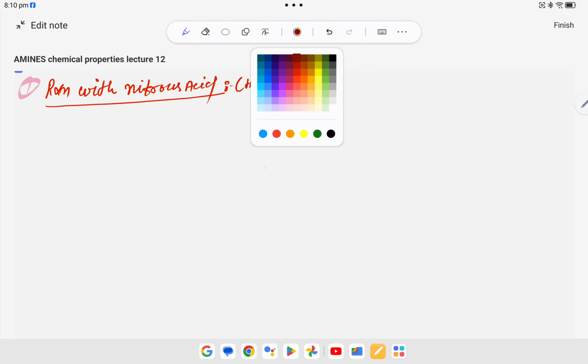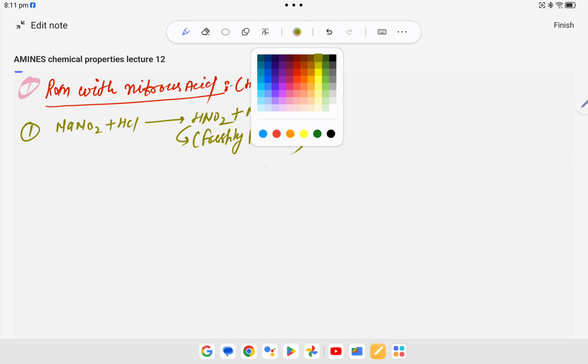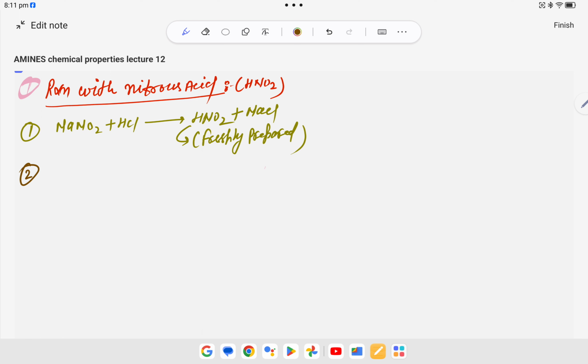So how to prepare nitrous acid? First we have to prepare nitrous acid. It is prepared by NaNO2 plus HCl. From here HNO2, nitrous acid, plus NaCl will be formed. So we need freshly prepared HNO2. So in the reaction we have to take NaNO2 and HCl, then only it will be performed.